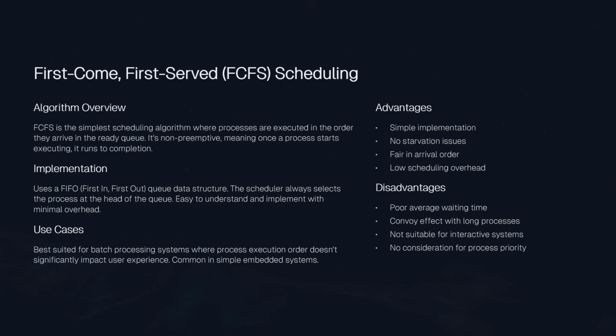First come first serve (FCFS) scheduling. The simplest method is first come first served. Processes are handled in the order they arrive, like a queue at a ticket counter. It's easy to implement but can cause long waiting times, especially if a big job blocks shorter ones, known as the convoy effect.